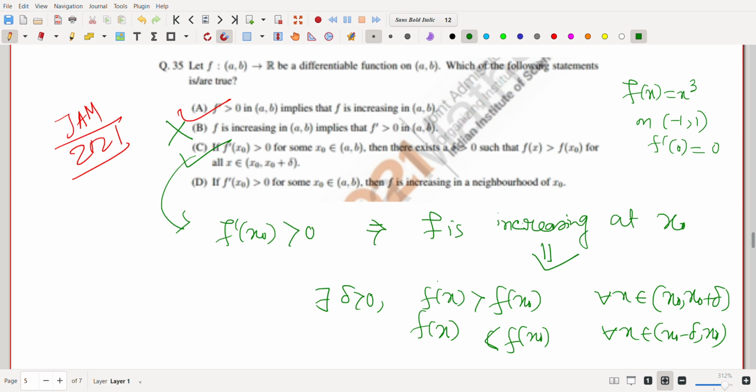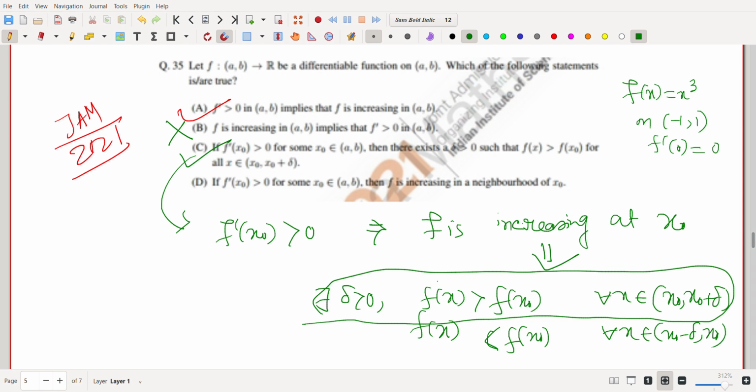So that means the third one is also correct, because it is saying that if f prime x naught is greater than 0, that will imply f is increasing at x naught, and that will imply this condition by definition, right? And the fourth one is: if f prime x naught is greater than 0 for some x naught, then f is increasing in a neighborhood of x naught.